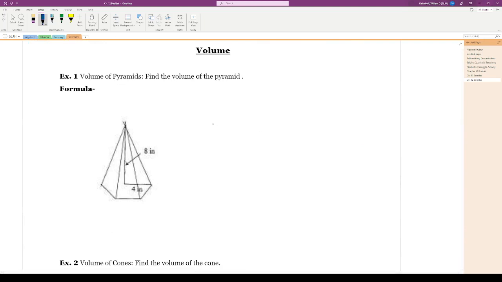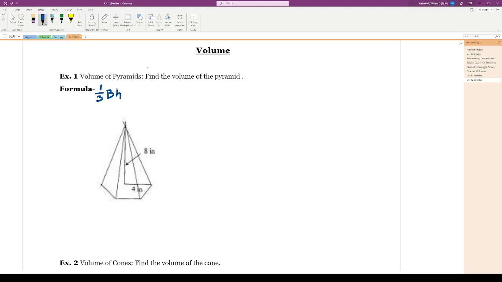Volume also has a pretty simple formula for regular pyramids or for cones, and it's based on 1/3 instead of 1/2. So this formula is going to be 1/3 the area of the base times the height. And this will be the same for cones or pyramids, which is part of why they're grouped together. They're very similar shapes, just polygon base versus circular base, but they function in the same way.